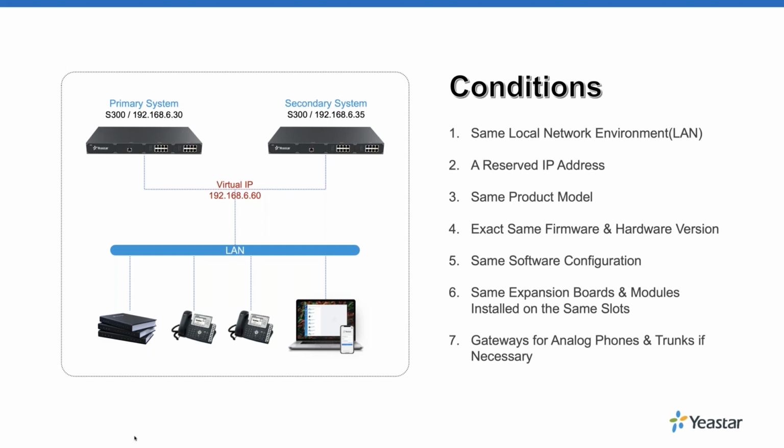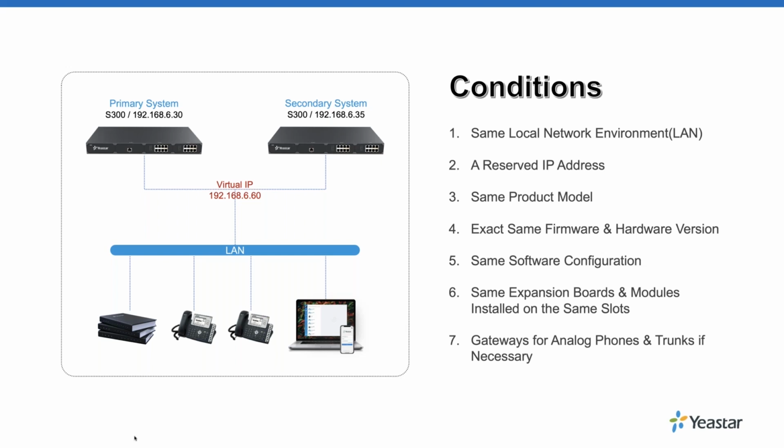Well, that's very important because some customers are not so clear about this. They probably take two S300 with two different firmwares. Well, you still can't make it work. So you have to upgrade your system. All right, make sure they have the same firmware version and even the same hardware version. Then they can put them together in the local network for this redundancy.